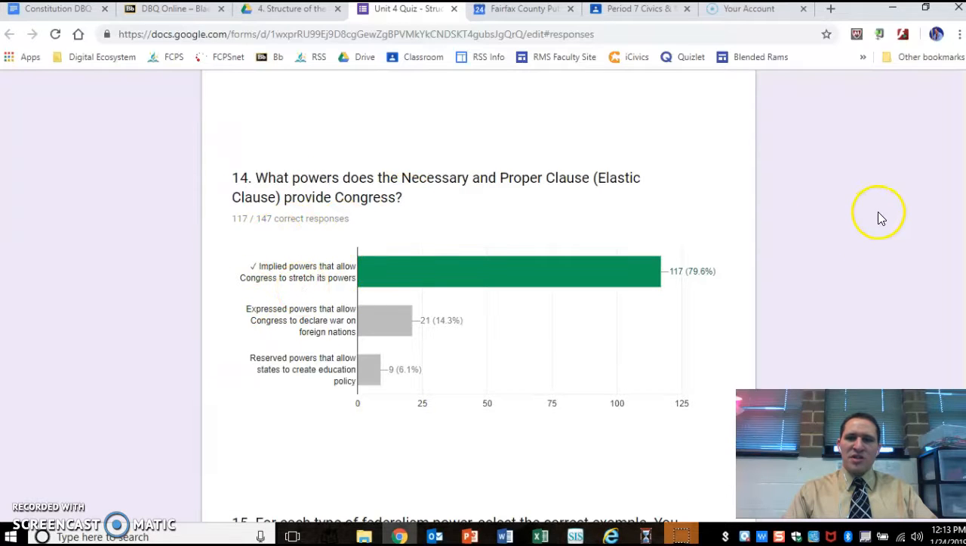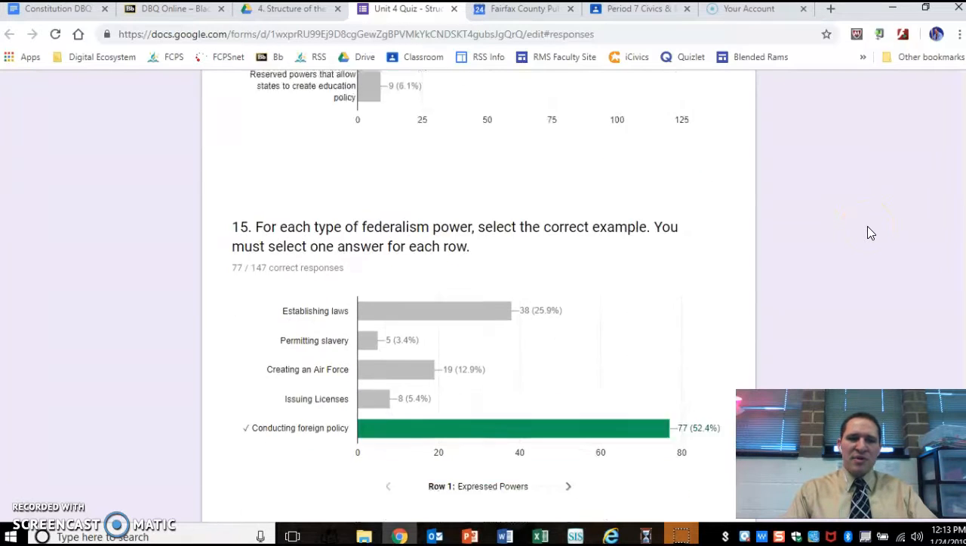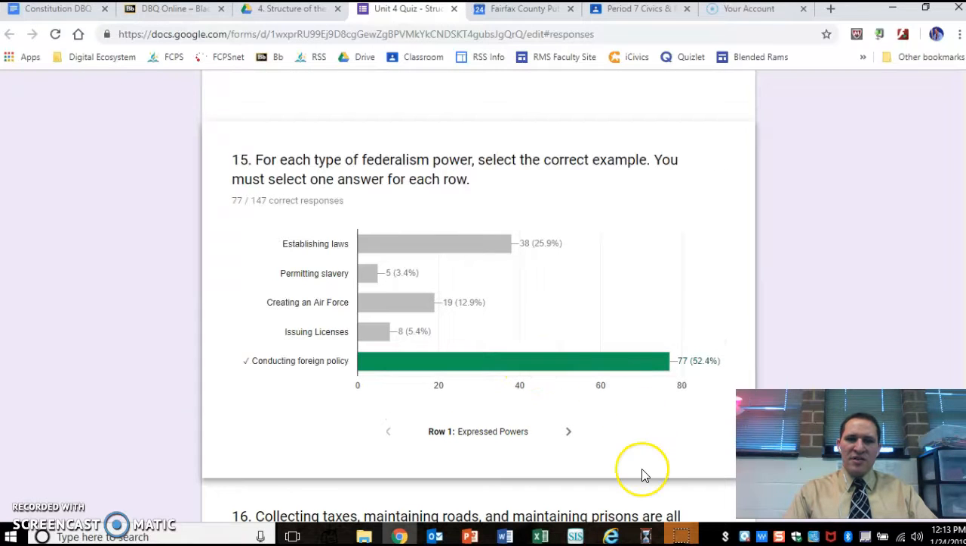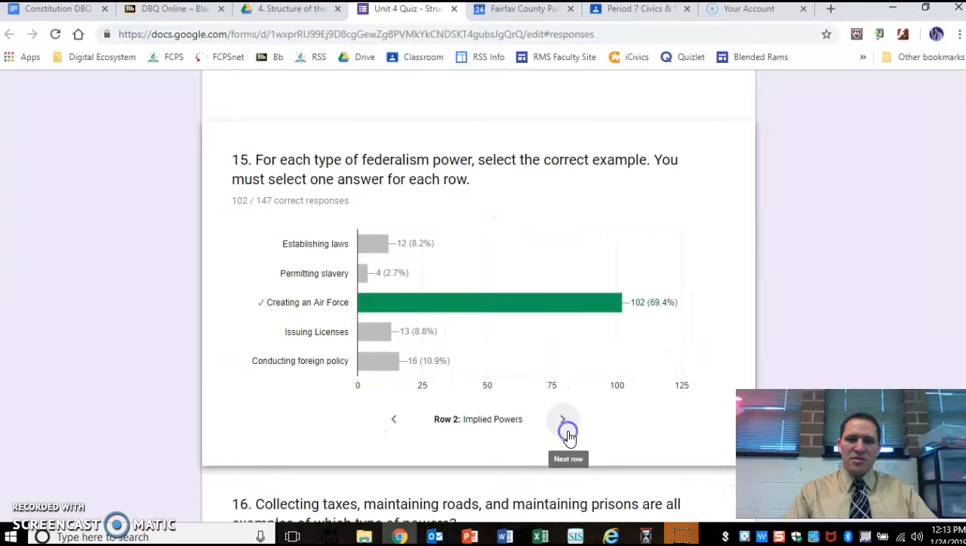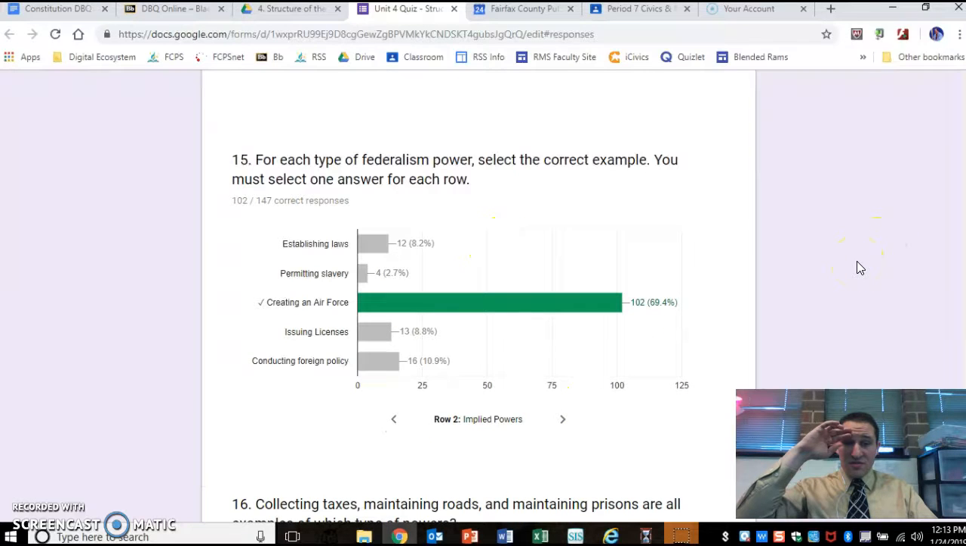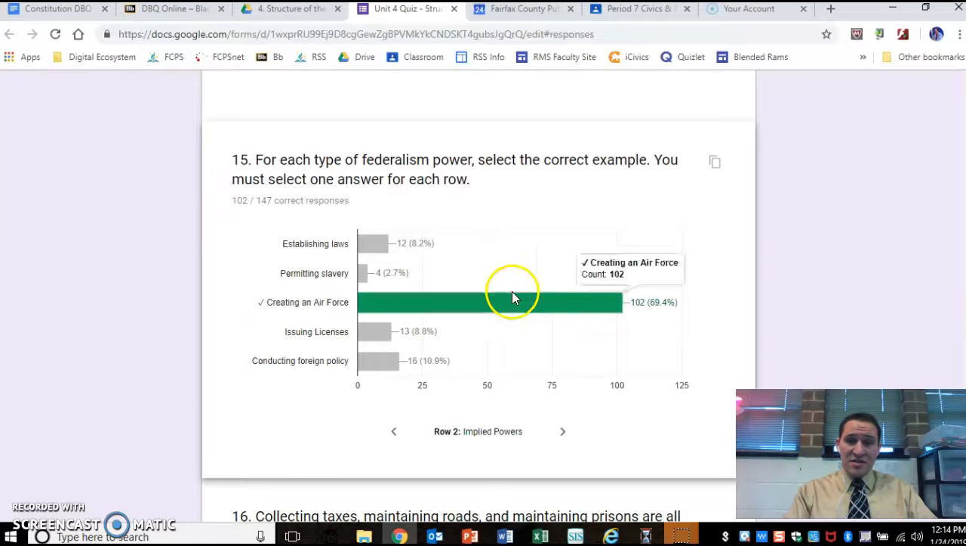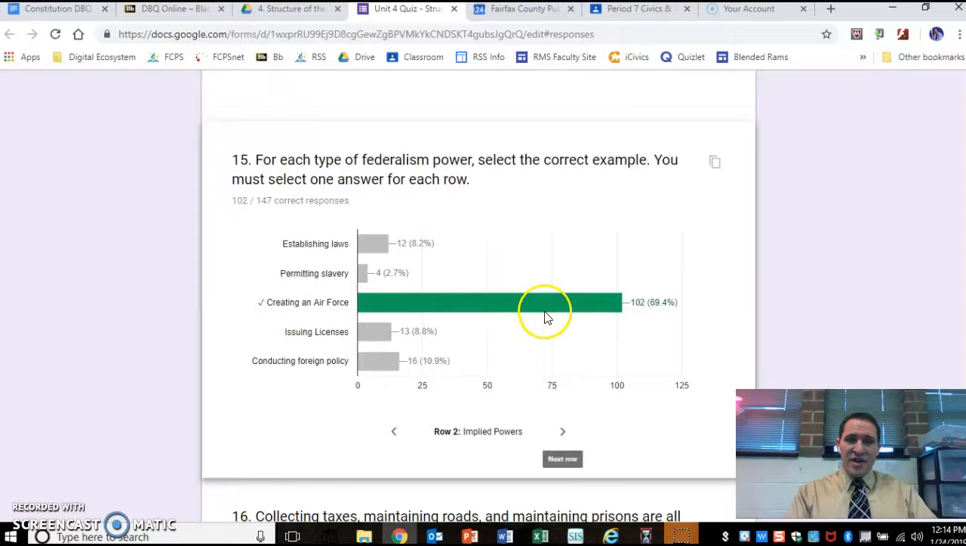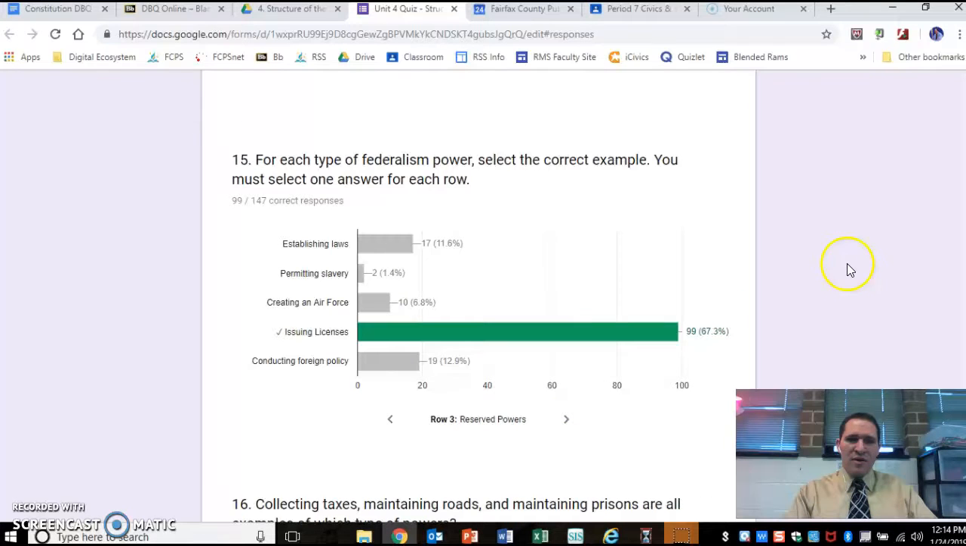And then again, when it comes to the necessary and proper clause and elastic clause, that's implied powers. It allows Congress to stretch its powers. And really, implied powers must connect with express powers. So you're using the implied power to carry out the express power. All right, 15 is a five-parter. Express powers, conduct foreign policy. A lot of you put establishing laws, that's a concurrent power. Air Force. A lot of you were guessing here. I don't know who put permitting slavery, but that's denied. Not allowed to permit slavery. Air Force. There were no airplanes when the Constitution was written, so therefore it has to be an implied power.